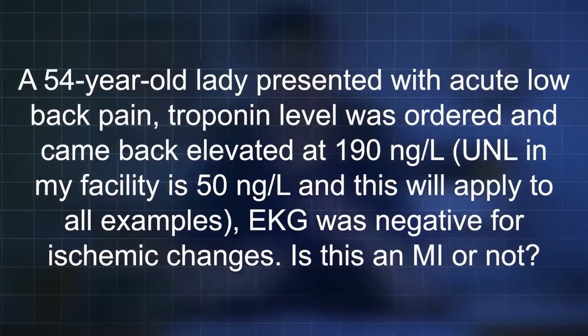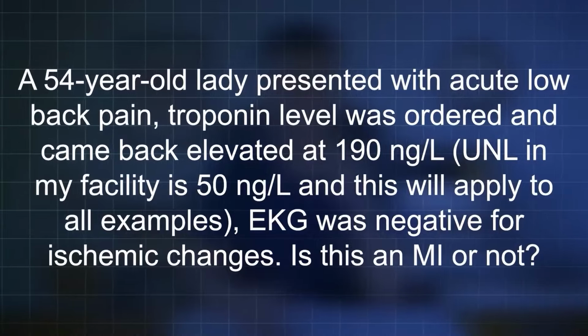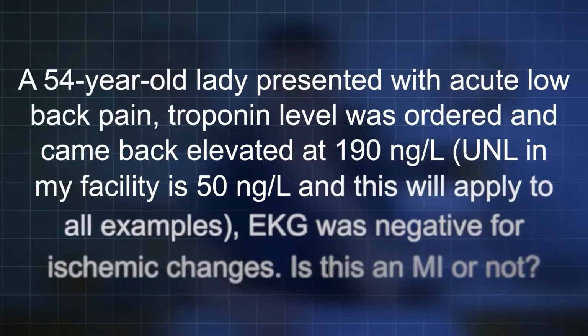Let's start with the first example. A 54-year-old lady presented with acute low back pain. Troponin level was ordered and came back elevated at 190 nanogram per liter. The upper normal limit in my facility is 50, and this will apply to all examples from now on. The EKG was negative for ischemic changes. Is this an MI or not?